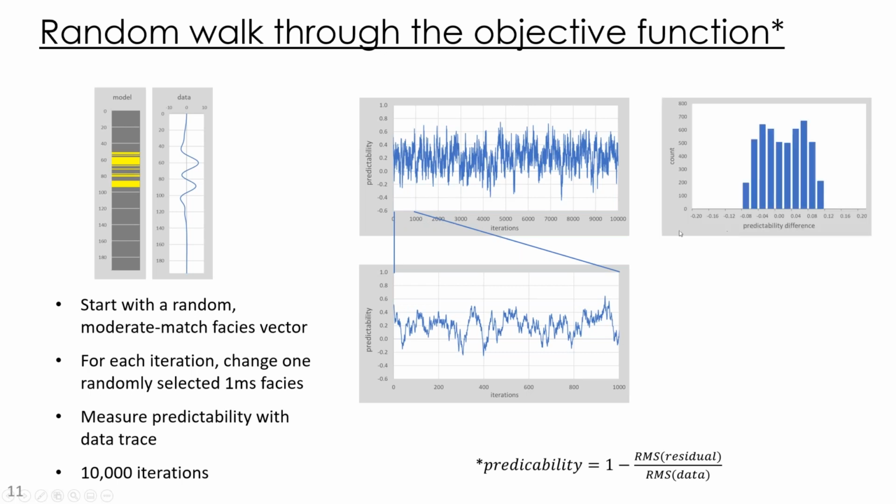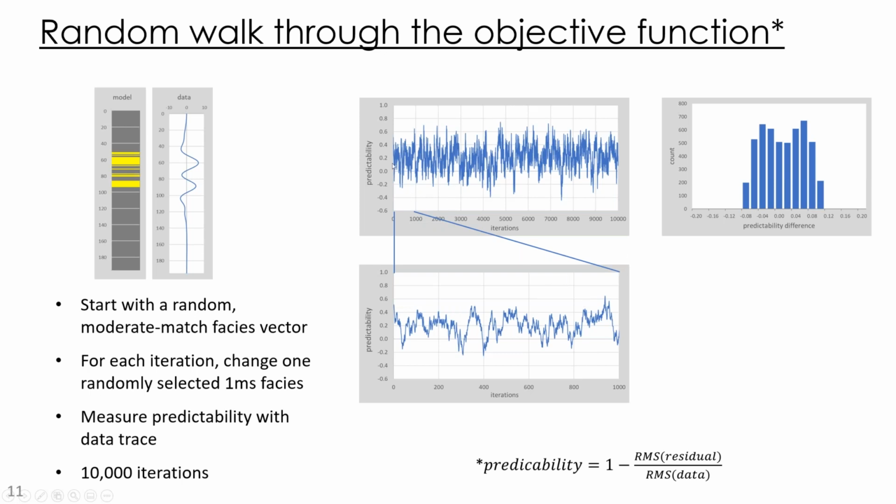If we look at the distribution of predictability differences, how much predictability changes from one facies vector to the next, it's up to plus or minus 0.1, which is quite a significant change in the quality of the match. Just for reference, a predictability of 1 is a perfect match. A predictability of 0 means that your residuals are equal to the energy of the data trace.